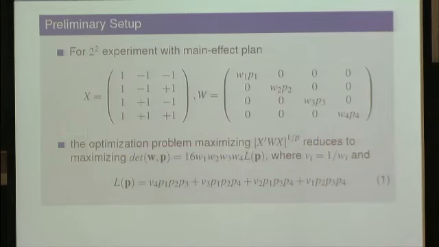The little w's are the informations. The p's are the proportion of observations at that point. And then if you write down this determinant, it looks like this. So this is a constant sitting outside. The w's are functions of the parameters beta, and L_P is this, where the v's are the inverses of w's, and you have a sum of products of three of the p's.